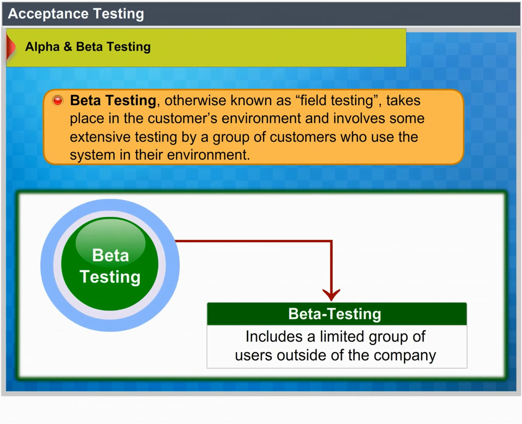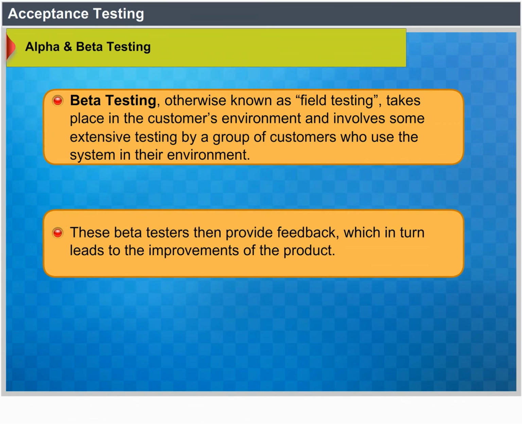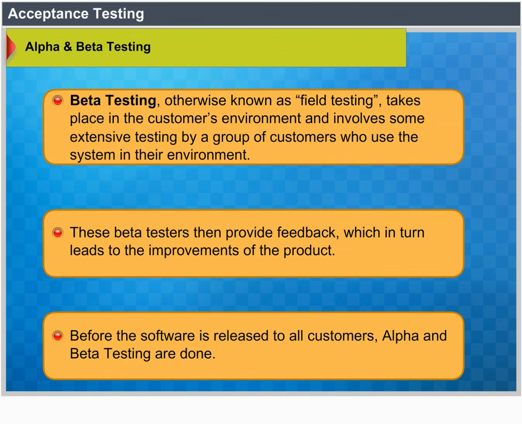Beta testing, also known as field testing, takes place in the customer's environment and involves extensive testing by a group of customers who use the system in their environment. These beta testers then provide feedback, which in turn leads to improvements of the product. Alpha and beta testing are done before the software is released to all customers.